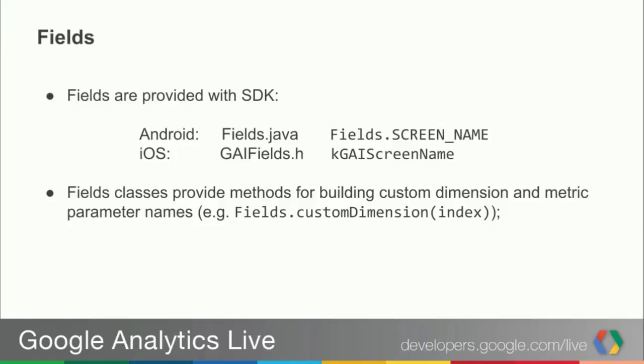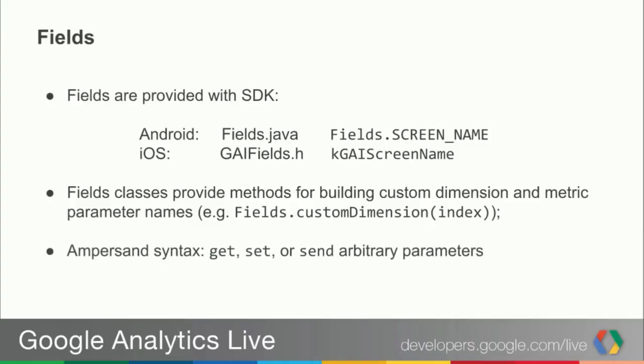We've also provided convenience methods for creating parameter field names for custom dimensions and metrics. As you know, those are repeated fields. They're indexed, so you have custom dimension 1, custom dimension 2, et cetera, et cetera. So we have some convenience methods that will build the parameter name for you, so you don't have to figure it out for yourself.